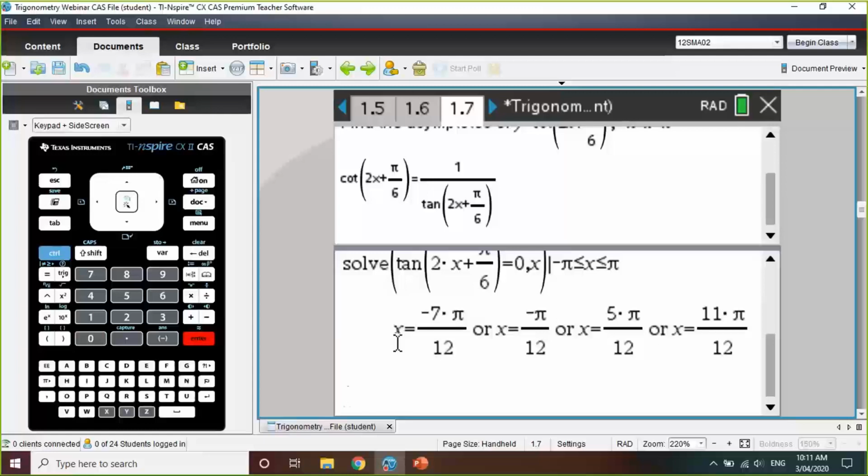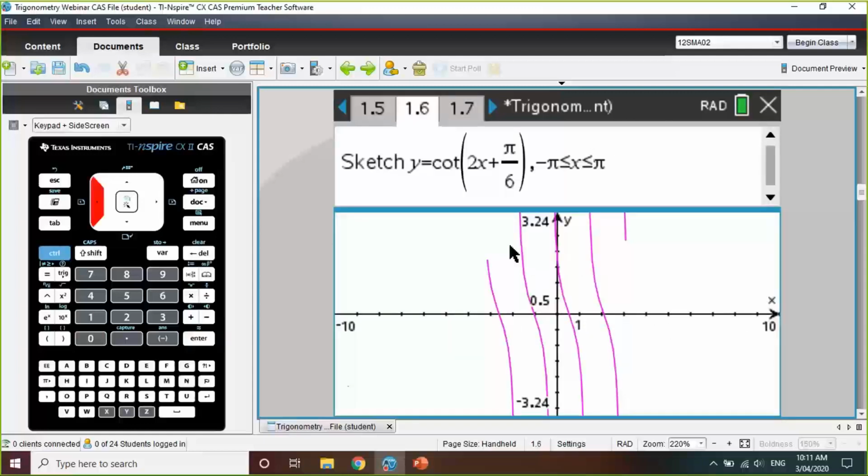Now we've got 4 outputs at the moment. So if we look at our graph, we can see that there are 4 asymptotes there, which checks out nicely. Okay, so just like we're doing in Methods or Specialist, don't forget to look at the graph whenever you can, just to back up your outputs in your CAS.